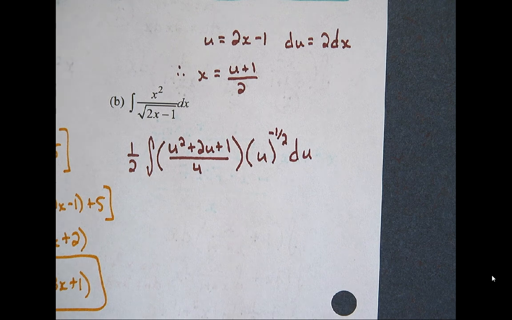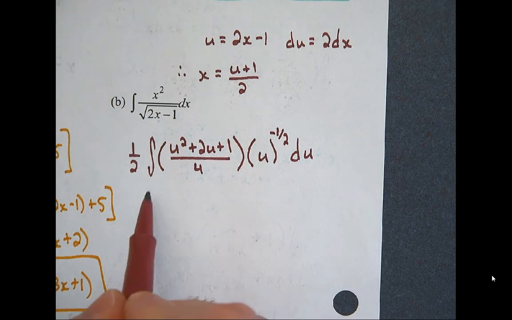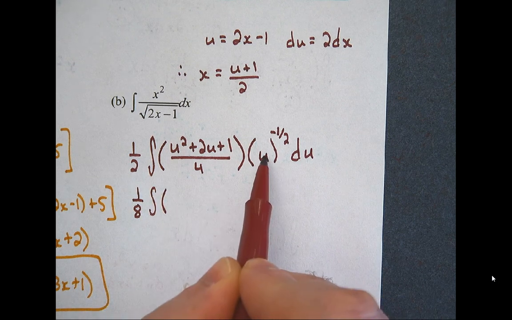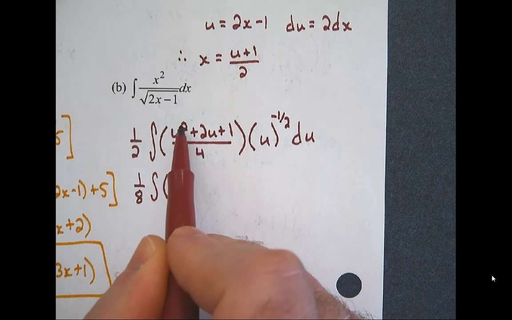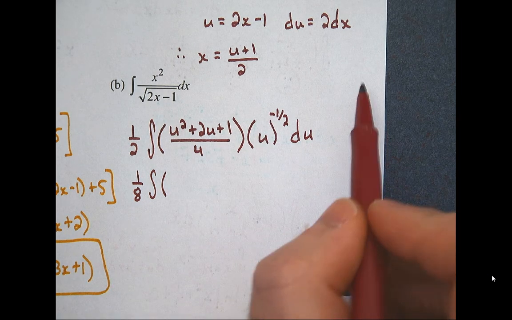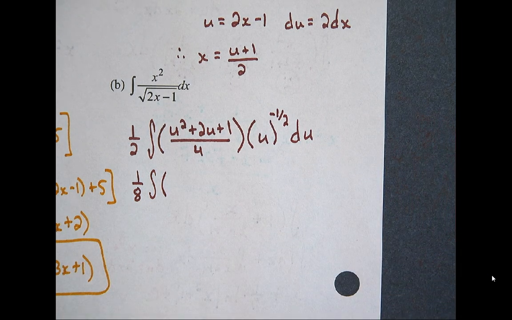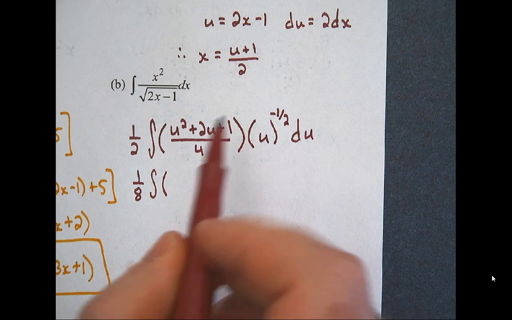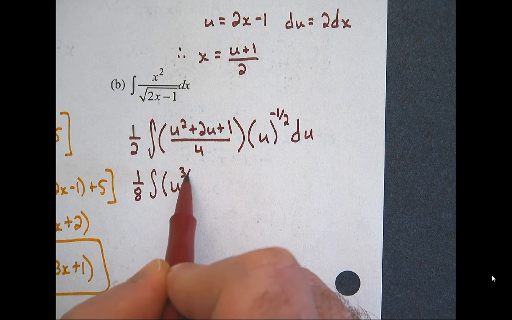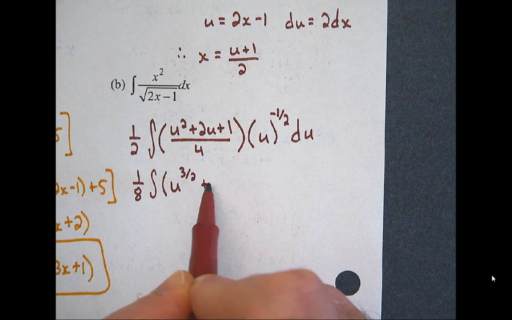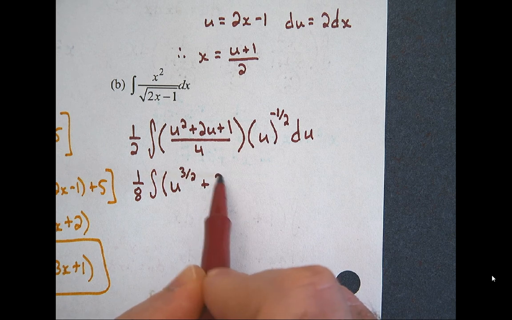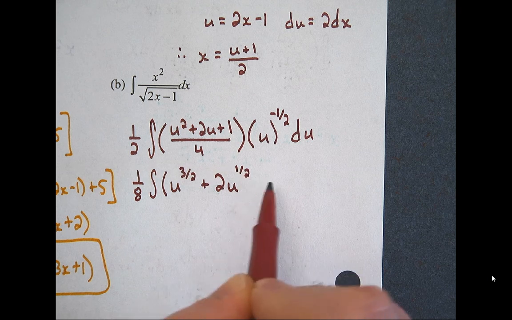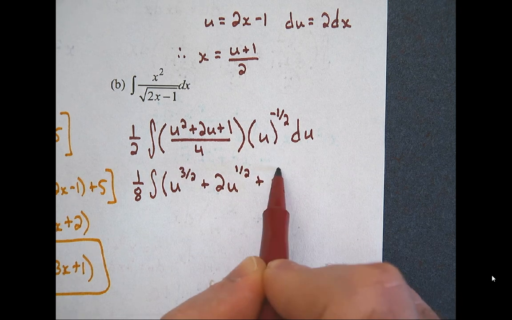Now I've got another constant, and I'm taking that out right now. So that becomes 1/8 times the integral of u to the negative 1/2 times u to the second. When we multiply x to the second times x to the third, that becomes x to the fifth, so we're adding exponents. 2 plus negative 1/2 is u to the 3 halves. Plus, remember, I only took out the 1/4, so I still have this 2. 1 plus negative 1/2 is 1/2, plus u to the negative 1/2.